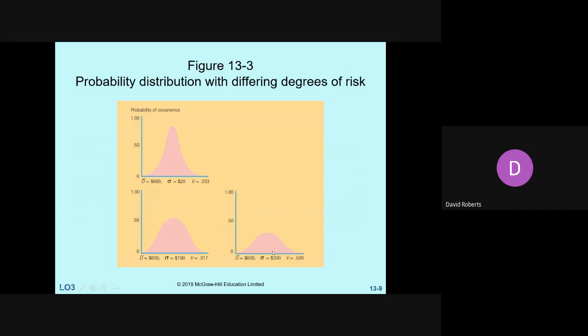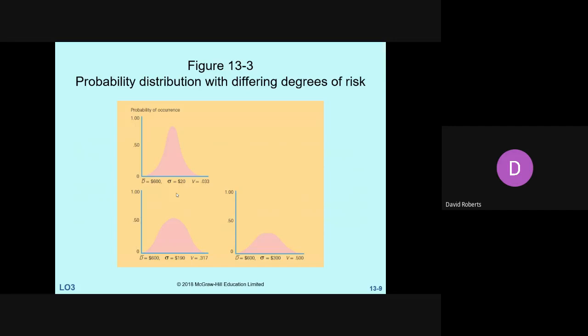And finally, in the bottom right-hand corner, you see a very flat distribution. The reason for that is you still have the same D-bar, but you have a much higher risk. So in this particular case, of the three, I'm going to invest in the top left-hand corner. The bottom line is you want the lowest coefficient of variation, which is the V value. So what this does is it factors in risk and return.